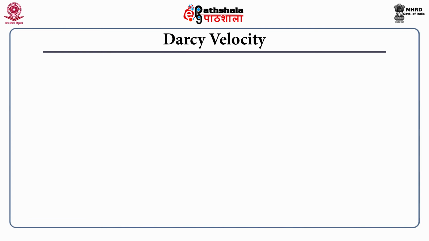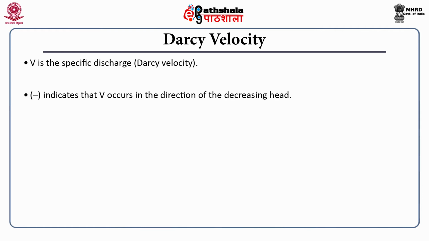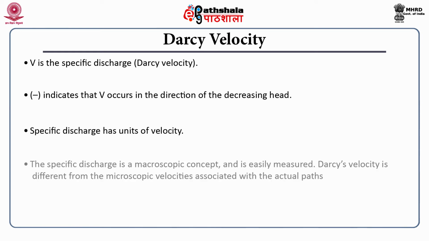Now, Darcy's velocity, which is denoted here by capital V, is sometimes also denoted by small q. So, V, Darcy's velocity, is the specific discharge. Specific discharge means total discharge divided by area, and the minus sign indicates that the flow is going to happen toward the decreasing head side. Specific discharge has units of velocity. The specific discharge is a macroscopic concept and is easily measured.